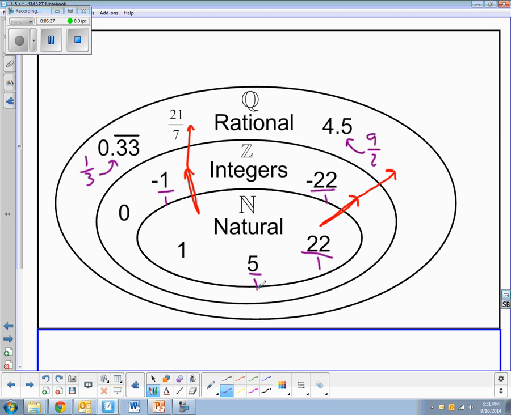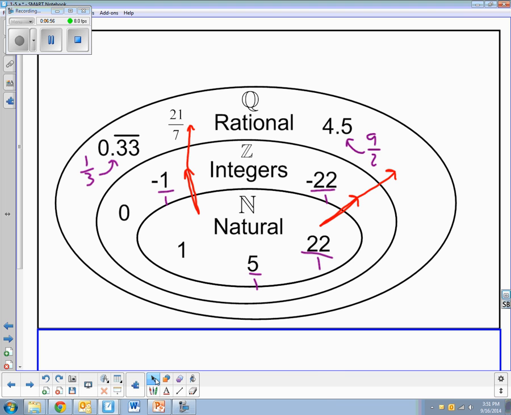Integers, negative 1, negative 22, 0, those three, they work for the integers. You can't call them a natural number, though. You can't go negative 1, that's a natural number. It doesn't work that way. But negative 1 is an integer, and negative 1 is a rational number. You can write it as a fraction. Negative 22 is an integer, and negative 22 is a rational number. It has two names, but not natural.